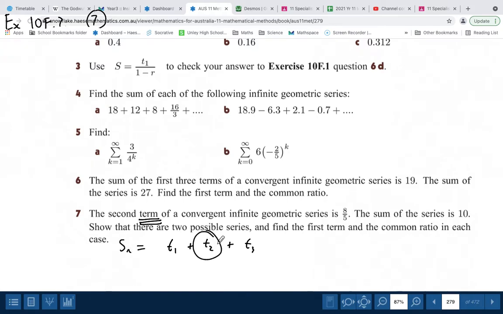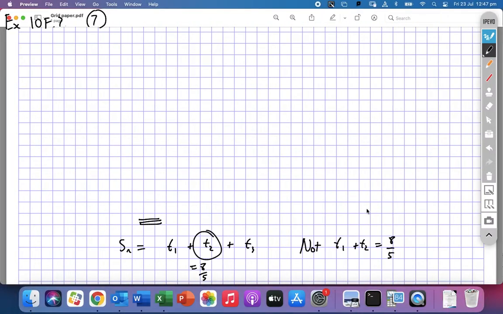They're talking about this term is 8 fifths, right? Not T1 plus T2 equals 8 fifths. So that's the confusing bit in this question. The sum of the series is 10. We know that the R value is smaller than 1, or modulus R. Okay, so let's write that information down.